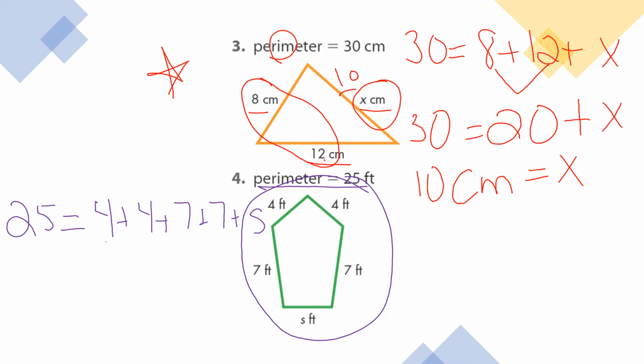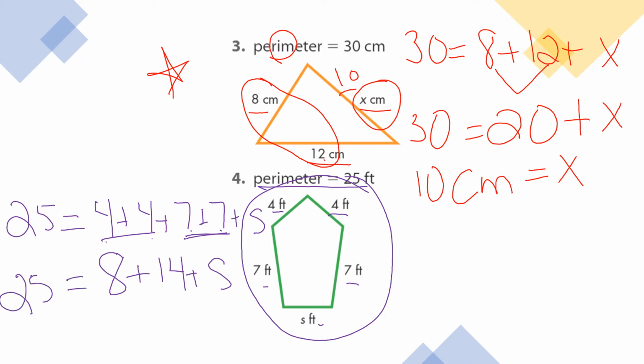I want to make sure I count 1, 2, 3, 4, 5, 1, 2, 3, 4, 5, because sometimes that's a common error, that we miss one of the numbers. So of course our side is going to be off because we missed one of those numbers. I'm going to go ahead and do my doubles first, so I know 4 plus 4 is 8, and then 14 is going to be equal to that 7 plus 7, and I also have that S, that extra side there, and this is all equal to 25.